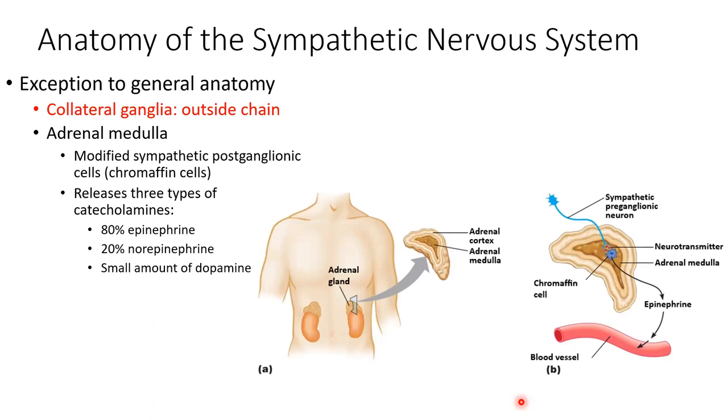The first one is that we can also have preganglionic neurons of the sympathetic nervous system synapse onto collateral ganglia. Collateral ganglia are sometimes referred to as prevertebral ganglia. These are ganglia that are not a part of the sympathetic chain. They're usually associated with abdominal organs or pelvic organs like the bladder or the kidneys. And so they don't have synapses on the sympathetic chain. These ganglia are associated elsewhere.